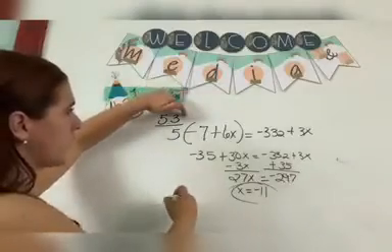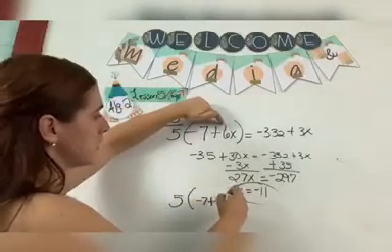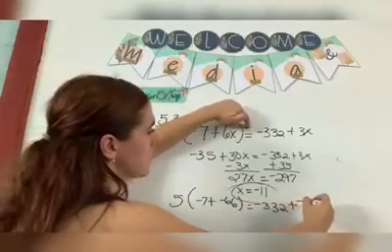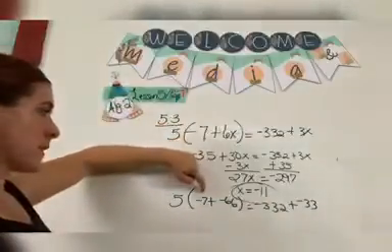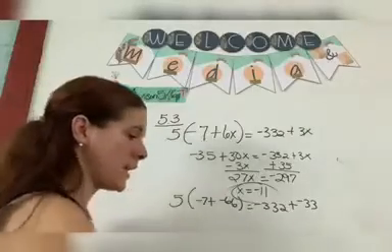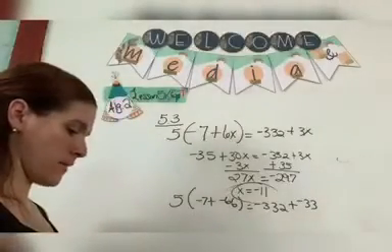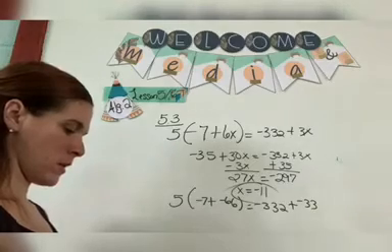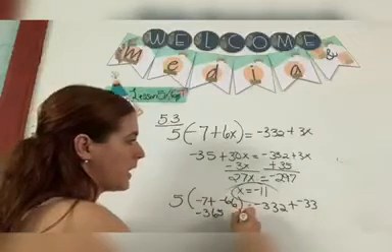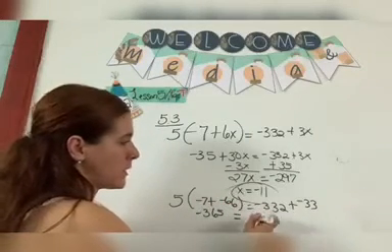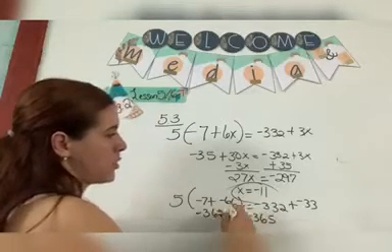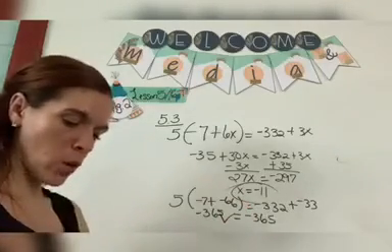So we have 5 times -7 plus -66 equals -332 plus -33. -7 plus -66 is going to be -73. -73 times 5 is -365. Equals -332 plus -33 is -365. It checks. There we go. Okay, we're almost done with lesson 5.